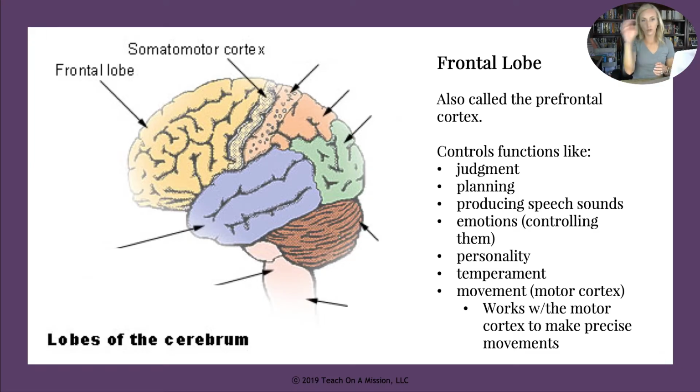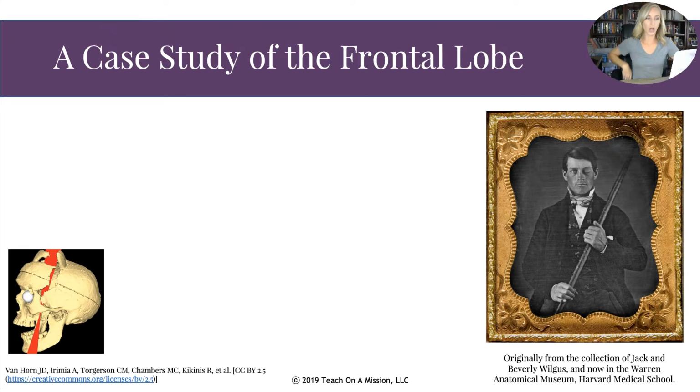Okay, and the frontal lobe works with the motor cortex to make precise movements. The motor cortex is really what controls all movement of your peripheral nervous system. All right, we got to talk about a case study with the frontal lobe, and this guy is Phineas Gage.